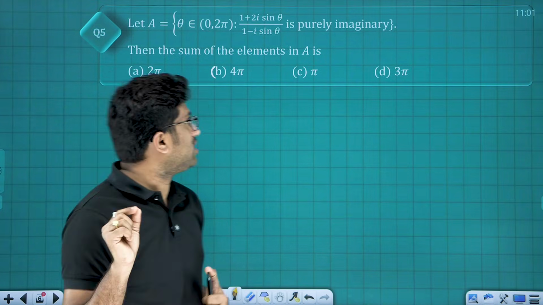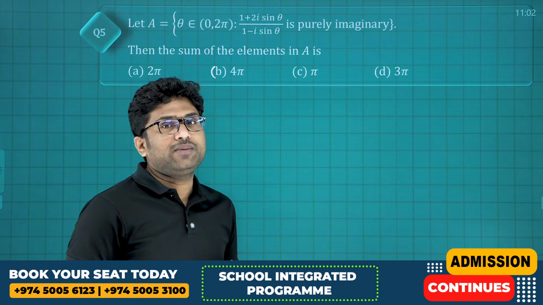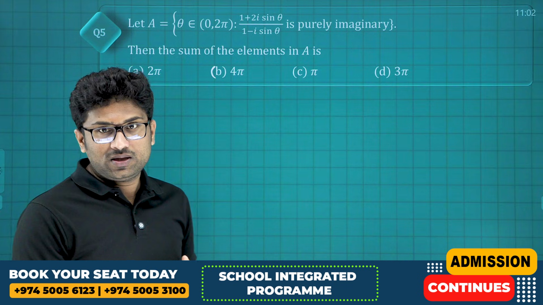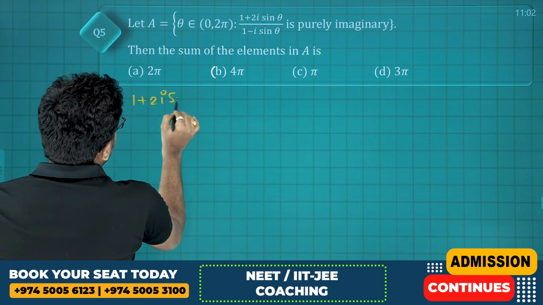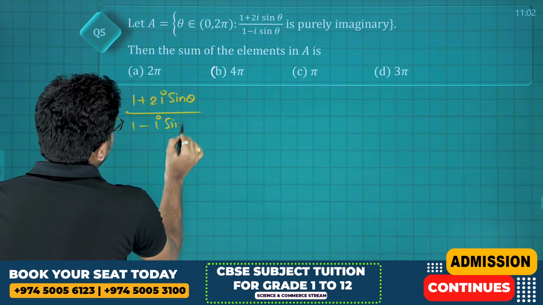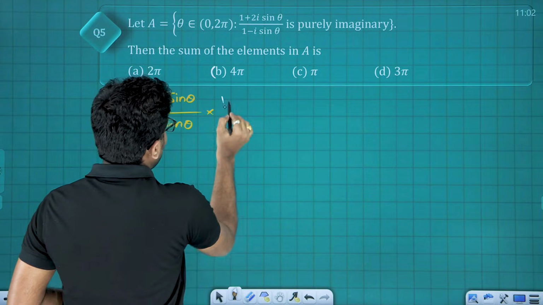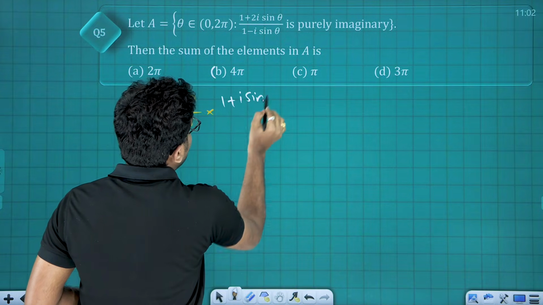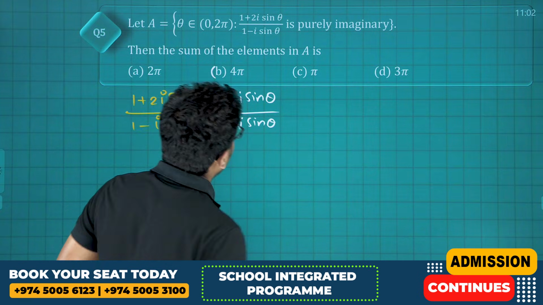Let A equal the set of theta belonging to the open interval 0 to 2 pi such that (1 plus 2i sin theta) divided by (1 minus i sin theta) is purely imaginary. If something is purely imaginary, then the real part is 0. So for (1 plus 2i sin theta) divided by (1 minus i sin theta), let's multiply and divide with the conjugate, that is 1 plus i sin theta. Focus only on the numerator part.